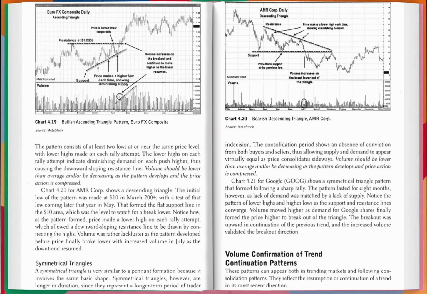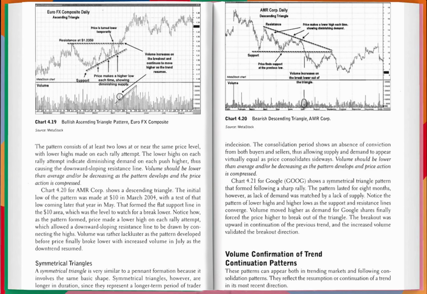Notice how, as the pattern formed, price made a lower high on each rally attempt, which allowed a downward sloping resistance line to be drawn by connecting the highs. Volume was rather lackluster as the pattern developed before price finally broke lower with increased volume in July as the downtrend resumed.